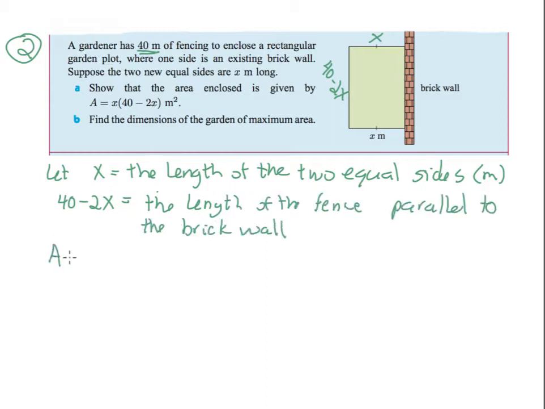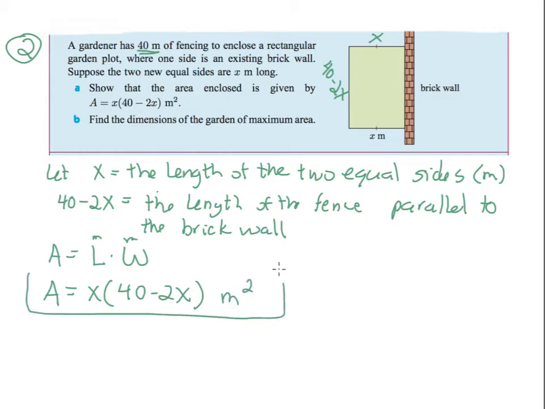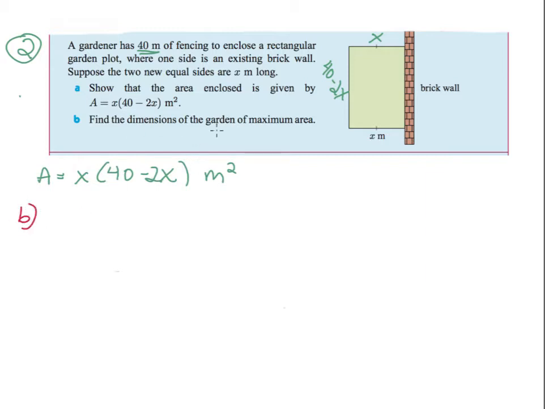And I know finding the area of a rectangle is length times width. So my area here will be x times 40 minus 2x. And my units of measurement, this length is in meters, width is in meters, this must be meters squared. I've completed part A. Section B, find the dimensions of the garden of maximum area.